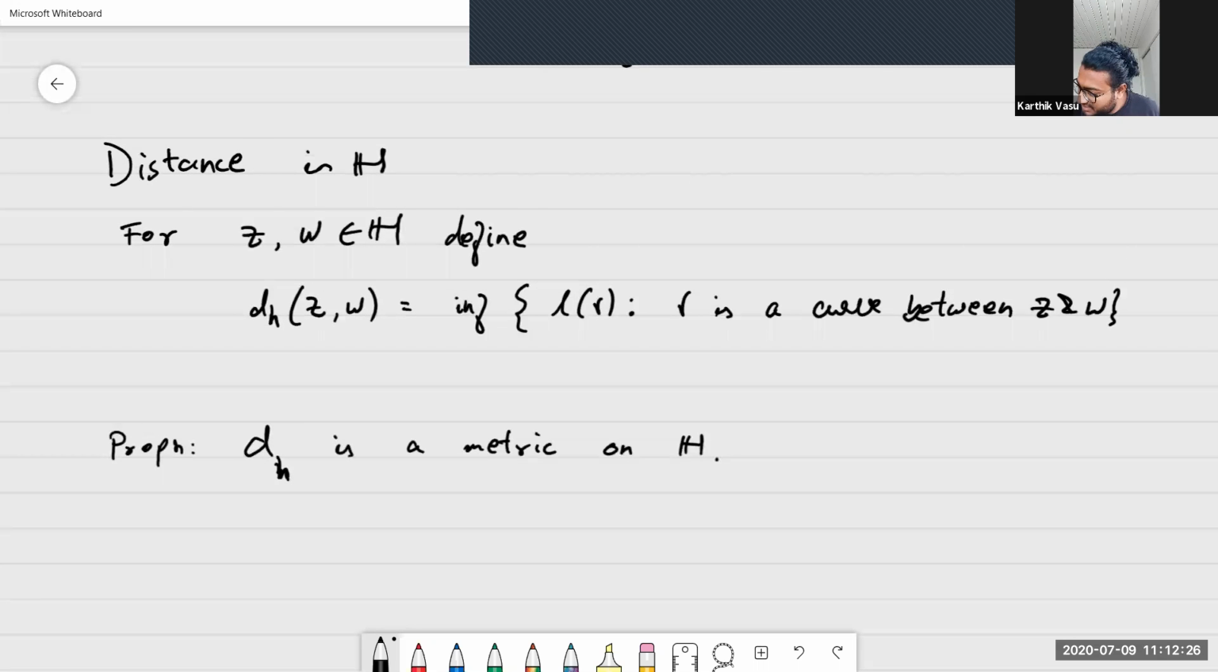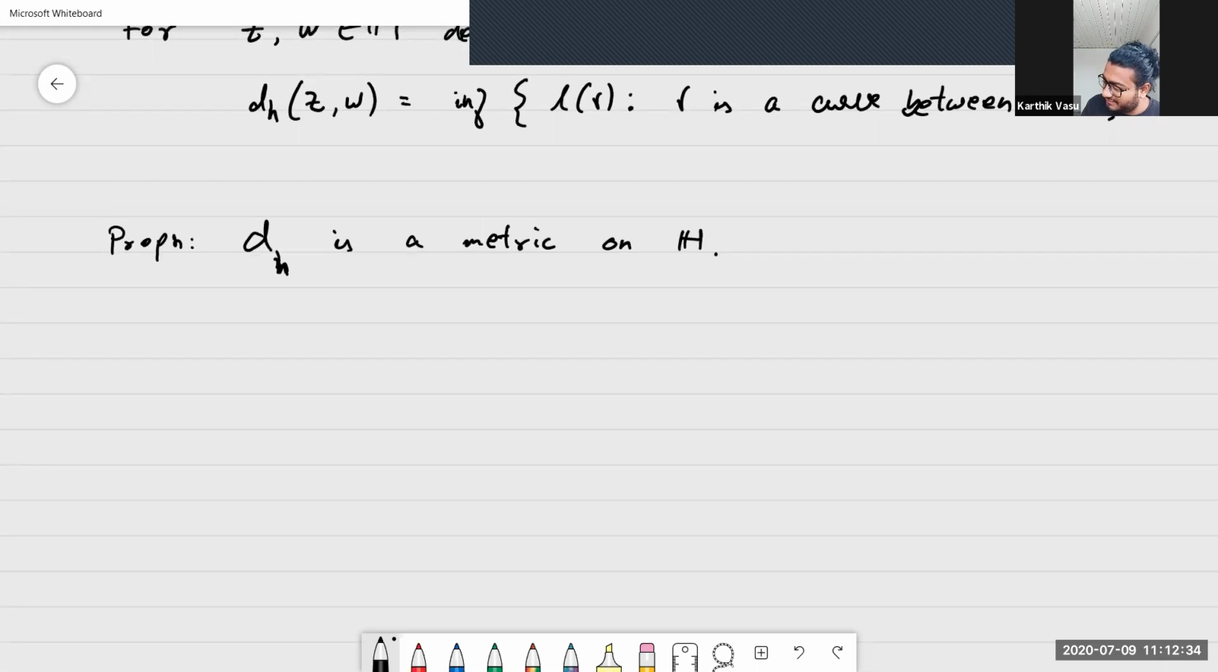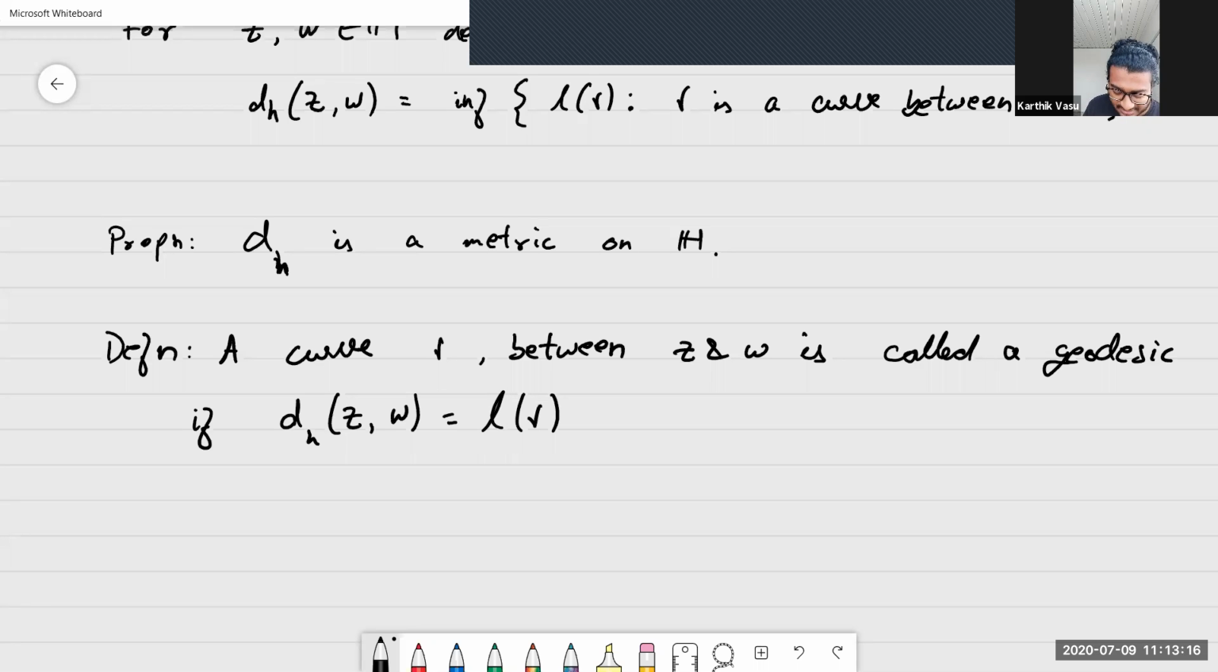Okay, so this distance I defined, I claim that it is a metric on H. I will not prove it, but you can prove it using some of the things I prove later on today. I also defined geodesics to be this. So a curve gamma will be called a geodesic if it is the length minimizing path.